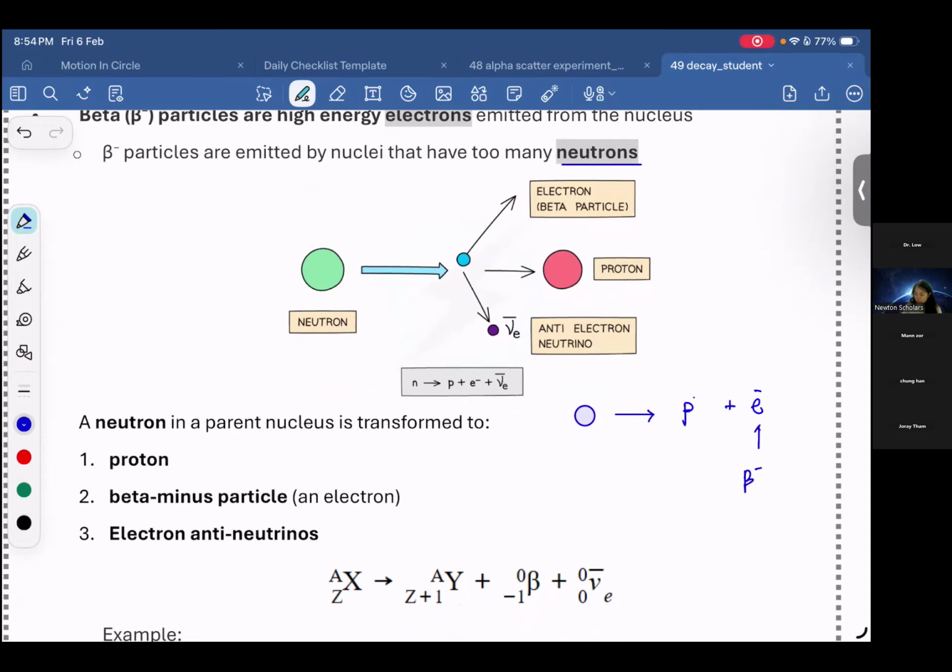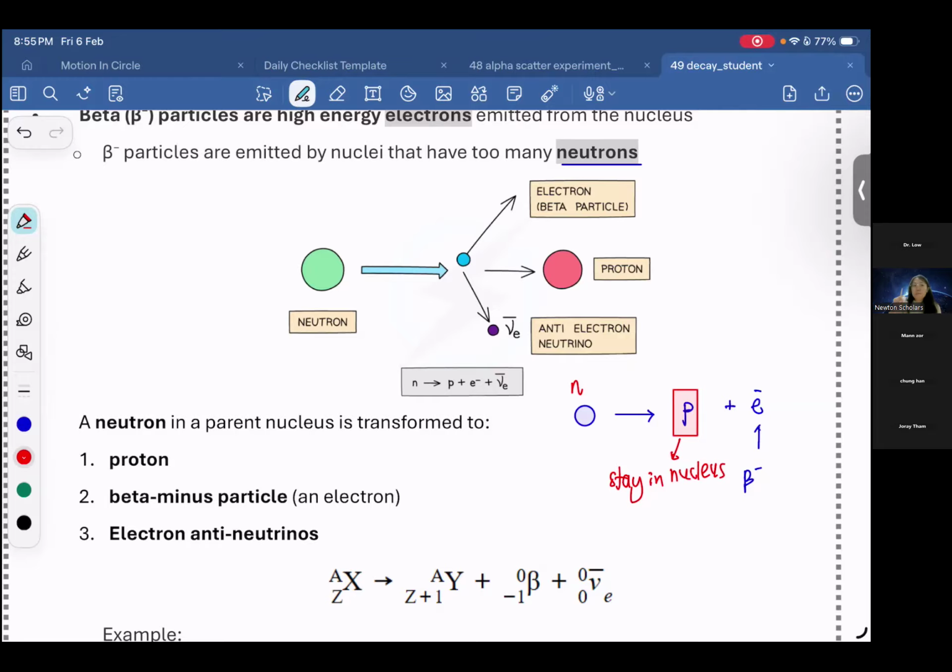Then where is this proton going, teacher? The proton, you see, just now I told you, is held by the strong nuclear force. So this one will just stay in the nucleus. One neutron is emitted out and it will split into a proton and an electron. The electron is called beta minus. Then where is the proton going? The proton doesn't go anywhere, it still stays inside the nucleus.